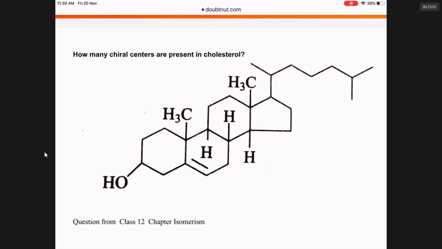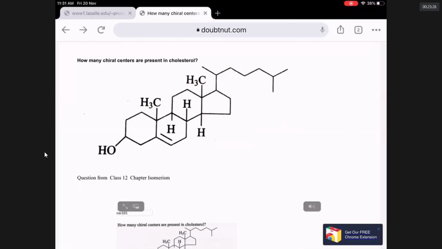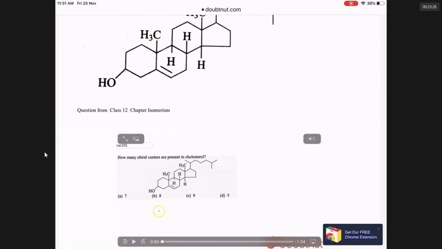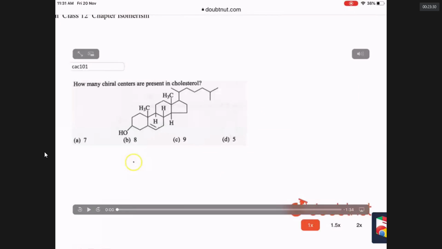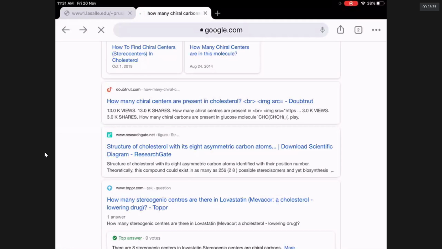Six, sir. Eight, sir. 10, sir. Those who are saying 8, are you saying 8 without consulting Google? Please tell me honestly. I know somebody has Googled it. Answer is 8. Now I want to show you which carbons are chiral.